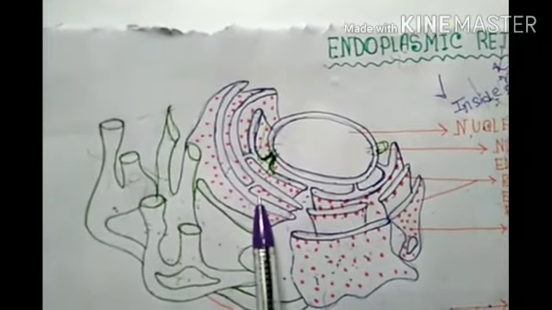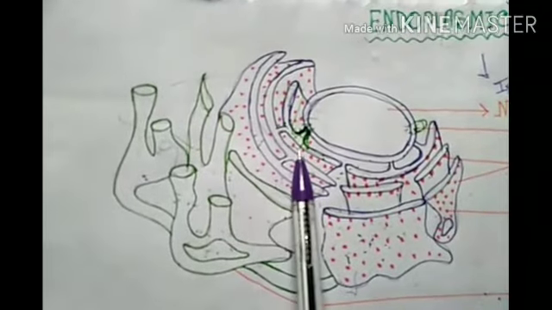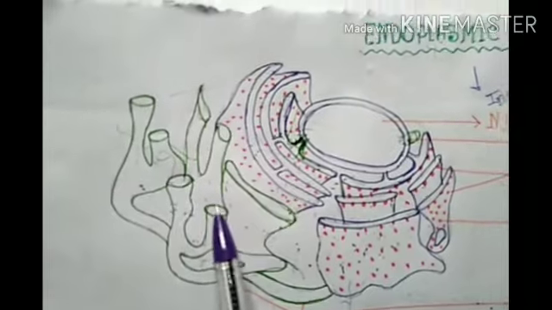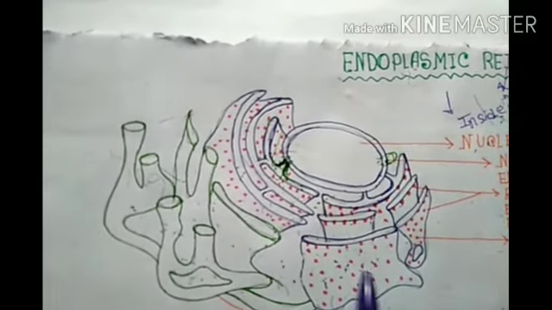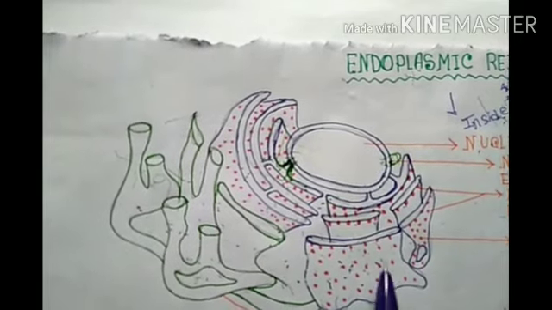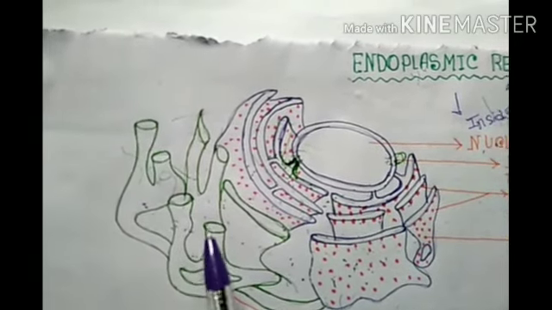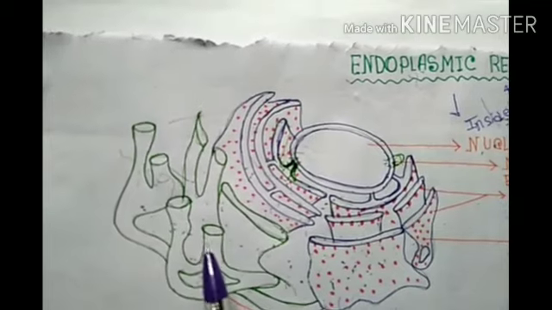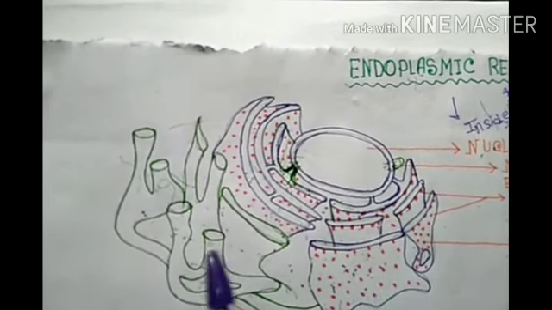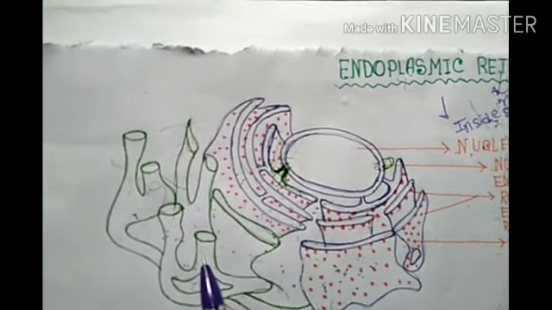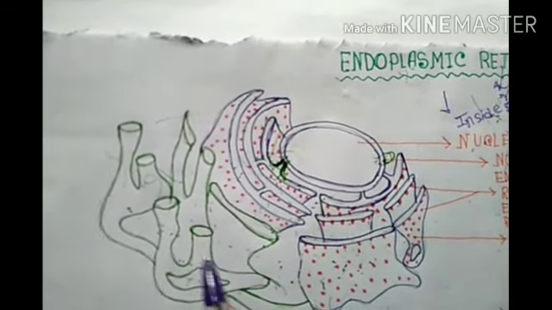RER is mainly present near the nuclear membrane and SER mainly near the plasma membrane. RER mainly synthesizes protein and SER mainly synthesizes lipid and fat. RER is mainly present in protein-forming cells and SER mainly in lipid-forming cells.